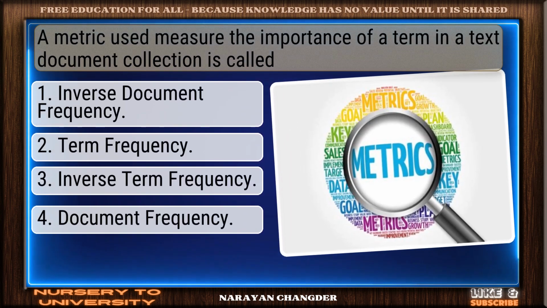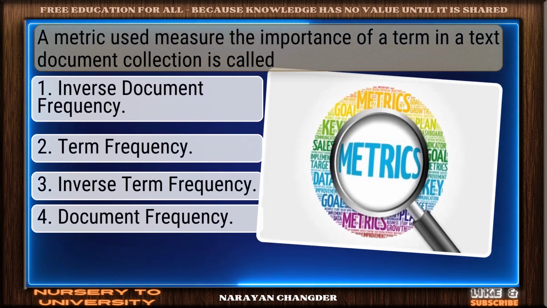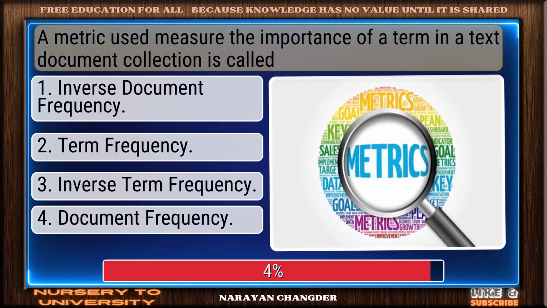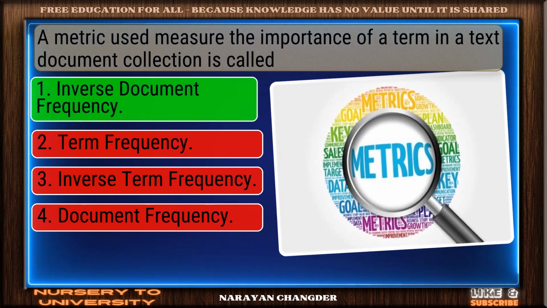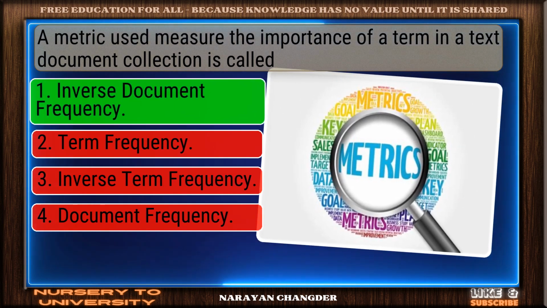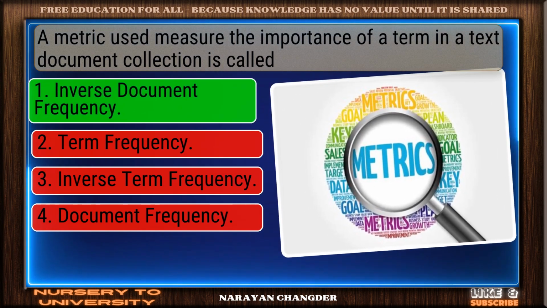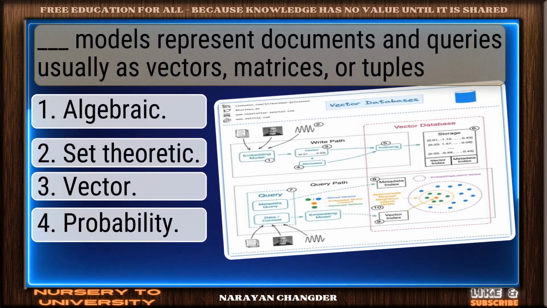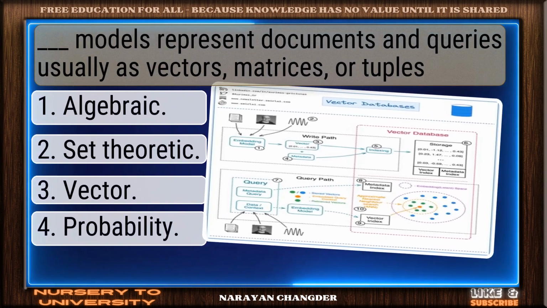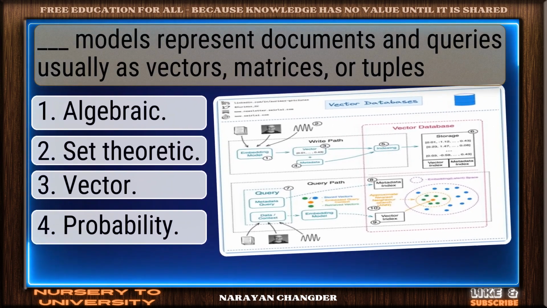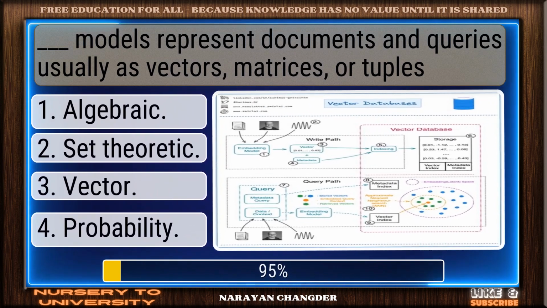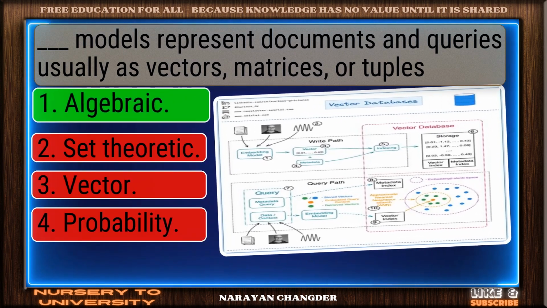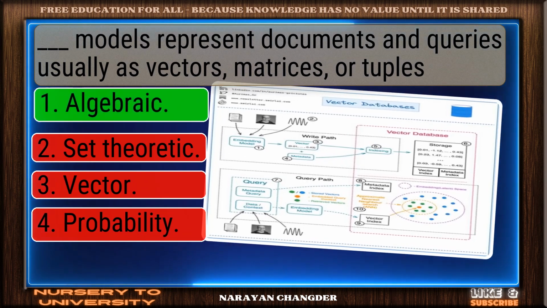A metric used to measure the importance of a term in a text document collection is called. Nicely done. Inverse document frequency is a solid answer. Dash models represent documents and queries usually as vectors, matrices, or tuples. Well reasoned. Algebraic is the correct choice.